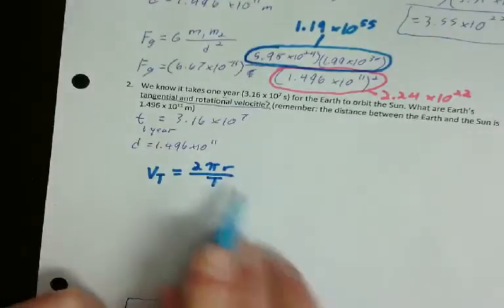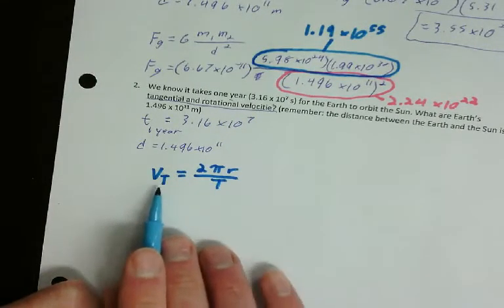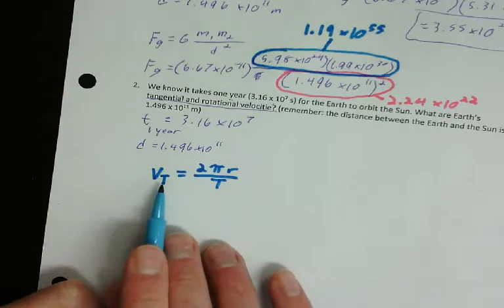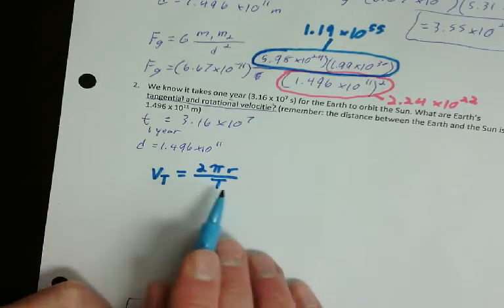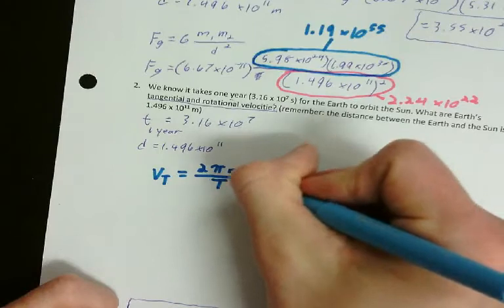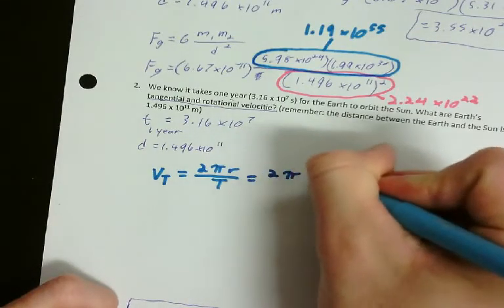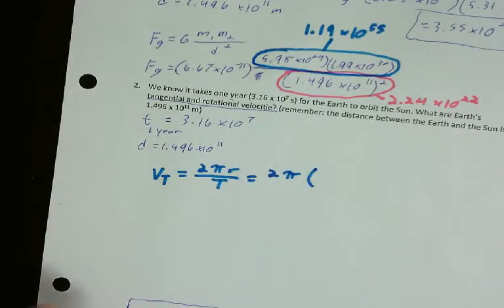Now be careful. This capital T and this capital T are different. This is just to tell you it's tangential velocity. This capital T is called the period. It's the time to go around once. So I'm going to plug my numbers in. So 2 pi r. So r is the radius.